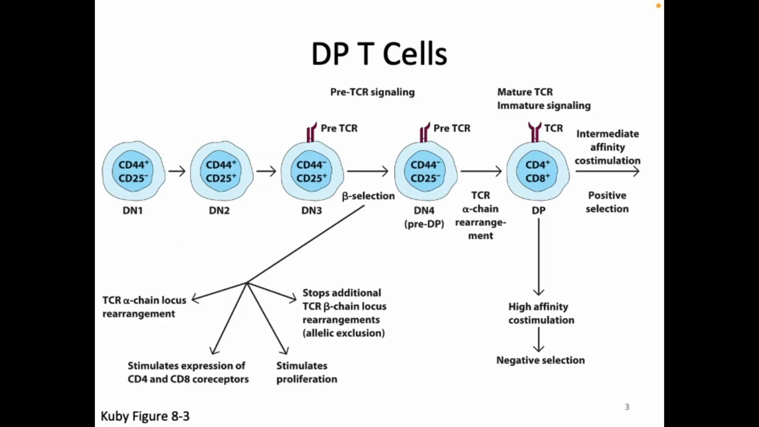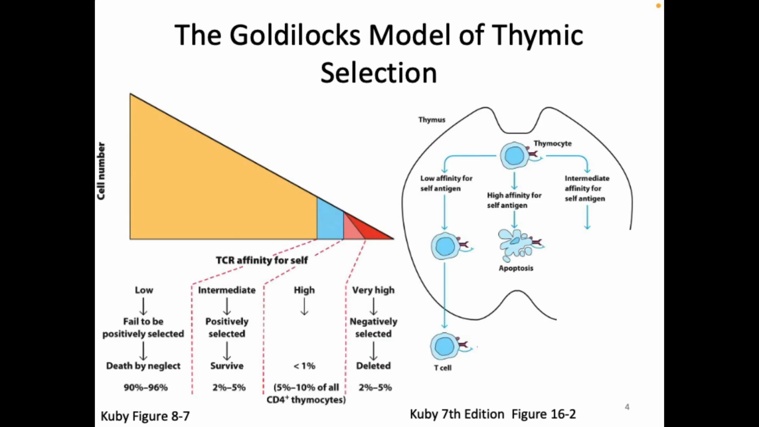And we left our cells as double positive cells that are expressing both CD4 and CD8 and that are undergoing both negative and positive selection, in order to make sure that we have T cells that respond to MHC, but that we do not have T cells that are going to lead to autoreactivity.